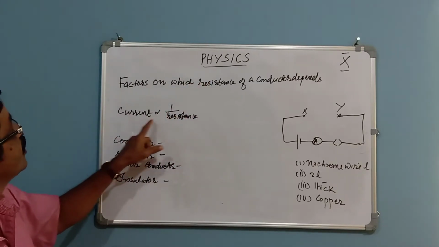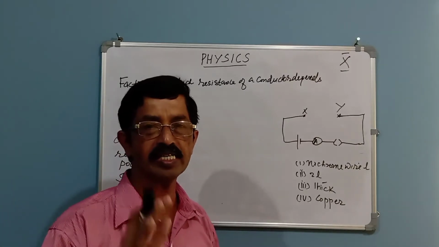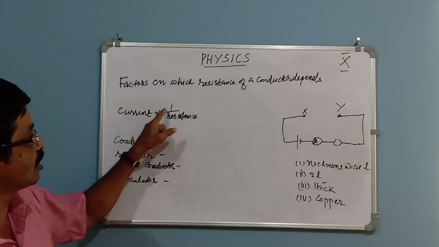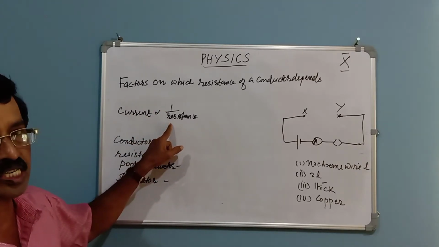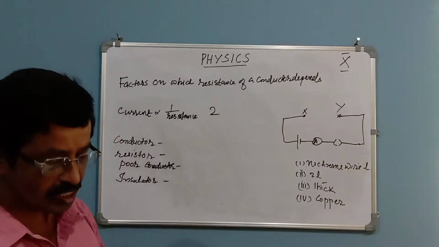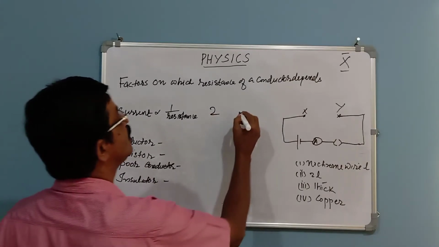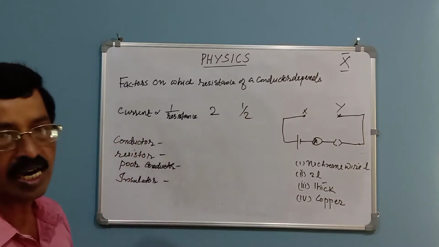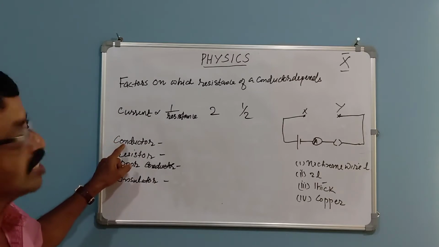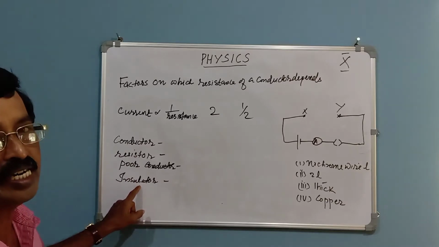Here you see, current is inversely proportional to resistance. This means as the resistance increases, the current through the conductor decreases. If the resistance is doubled, that is, if the resistance becomes 2 times, then the current becomes half.